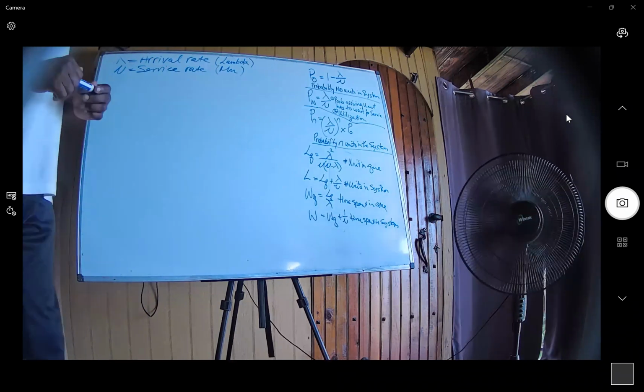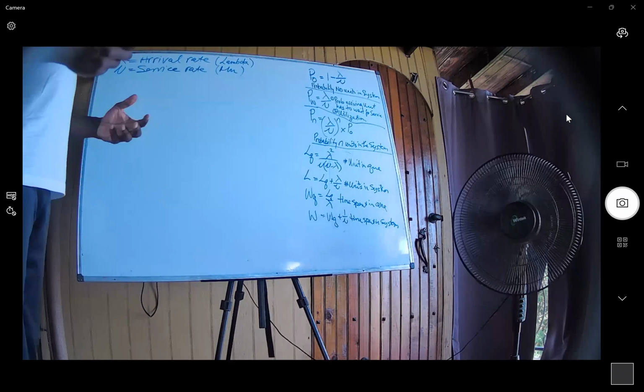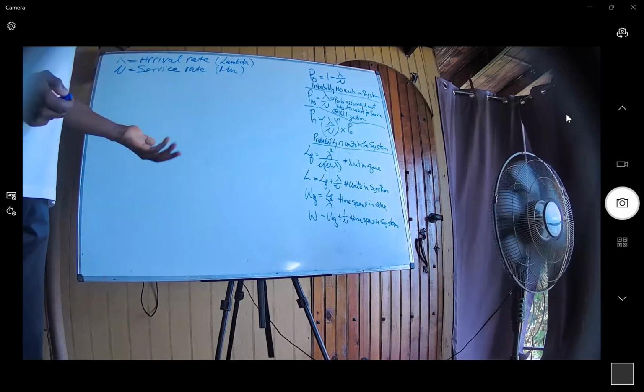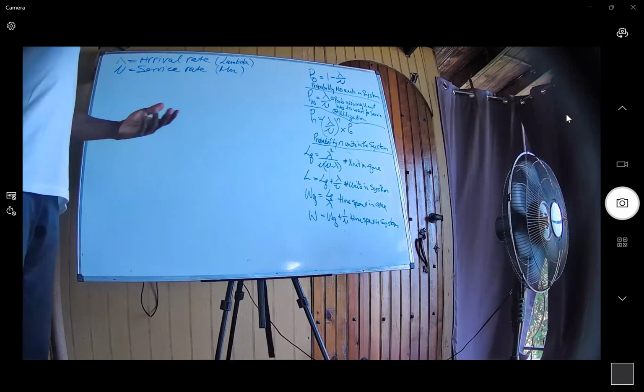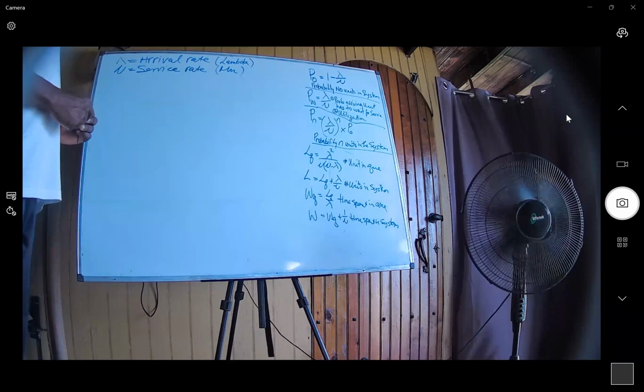So the queuing theory is stating that we can find the characteristics of a queue. Everybody knows what a queue is, right? A queue is a line, basically. You guys should know that. Queue and line is the same thing. We can find the characteristics of a queue.